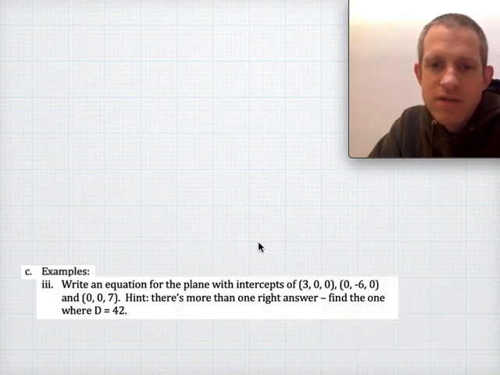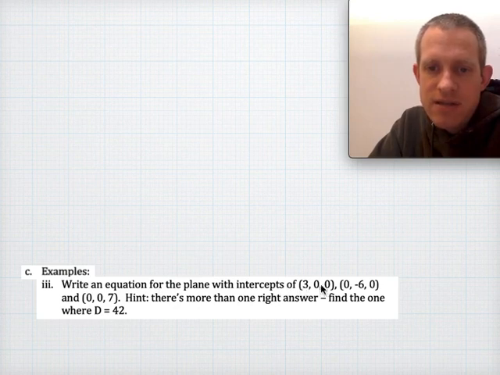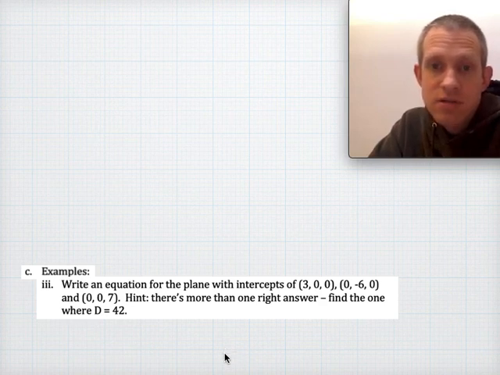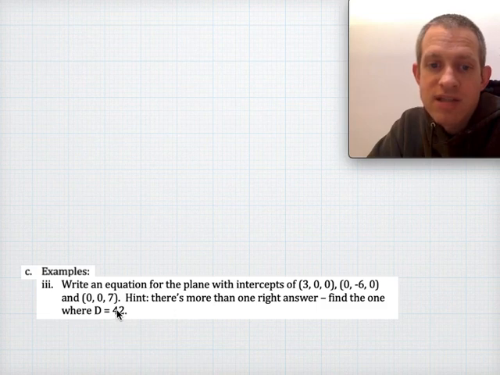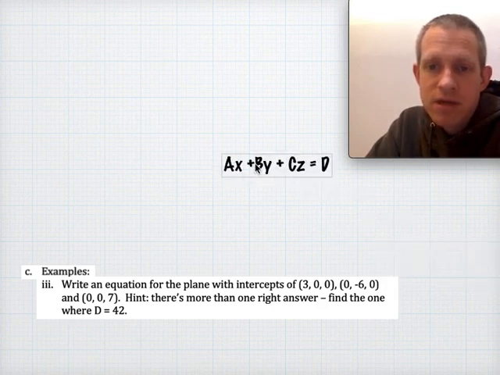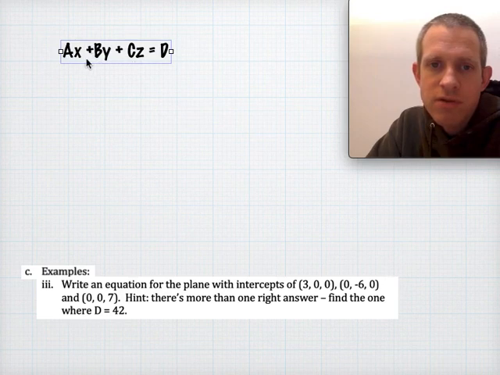One last question for today. Write an equation for a plane if it has these particular intercepts. Now, I will tell you that there's lots of correct answers for this question, and so we're going to find the equation that has a d value of 42, and I'll show you how you can tweak that to make any of the other answers if you want. So, to make that happen, let's pull out a general formula. Something x plus something y plus something z equals something.